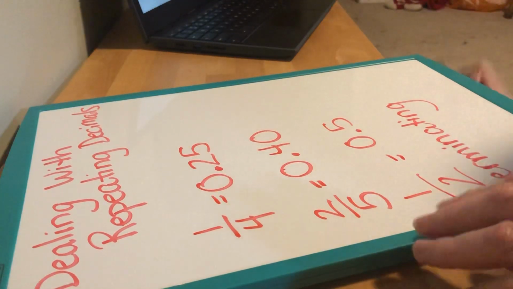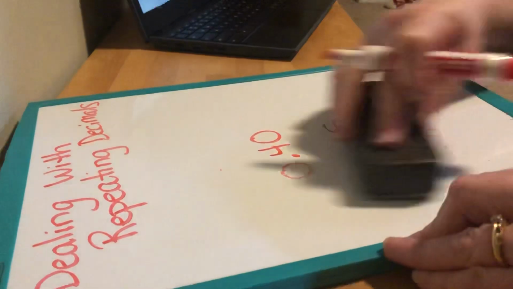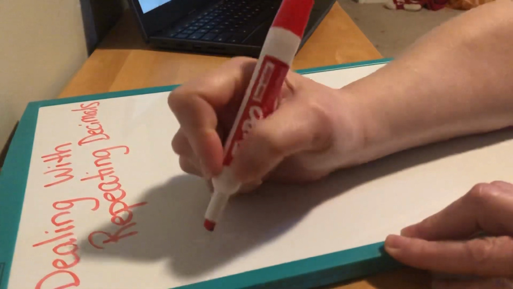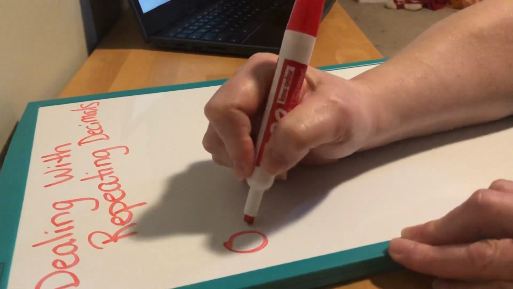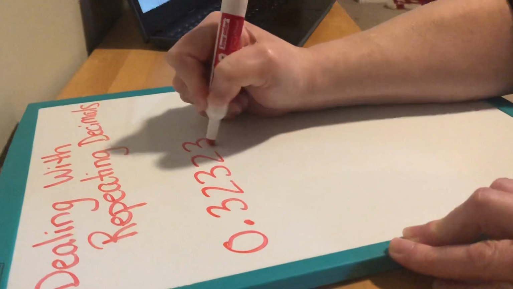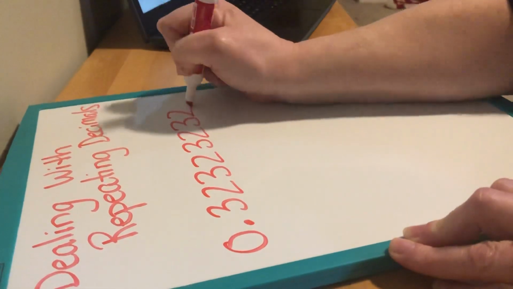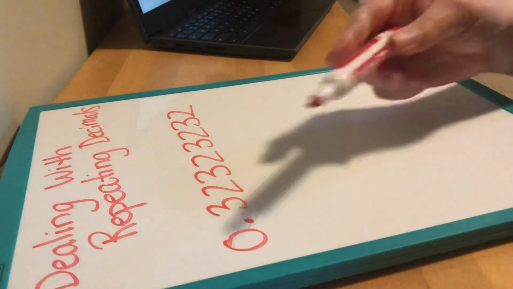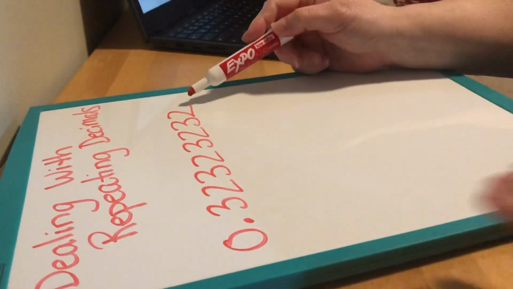The next slide, though, talks about a new kind of decimal, or something you may have seen before but didn't know what it was called. And it's called a repeating decimal. So if I look at the decimal 0.32, 32, 32, 32, I can assume a couple of things. Mostly that this pattern is going to continue forever.